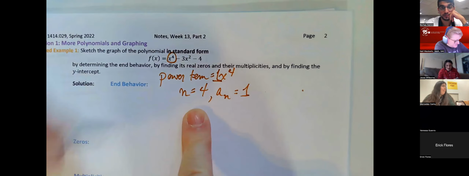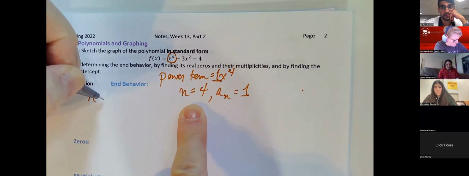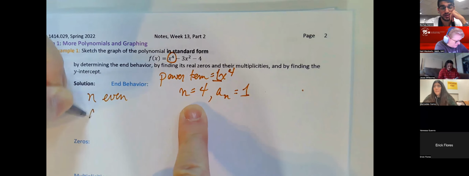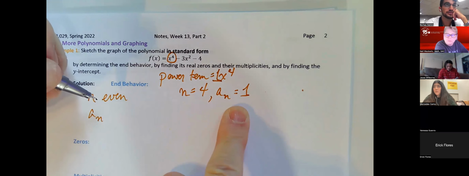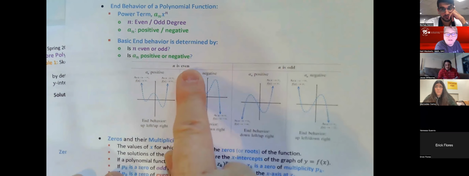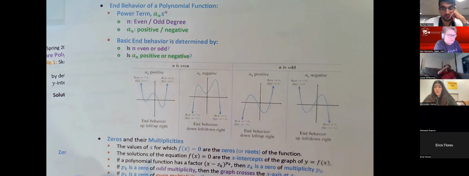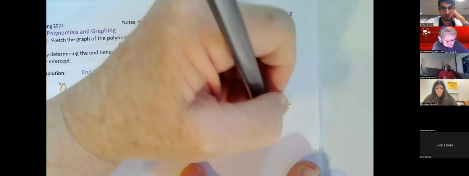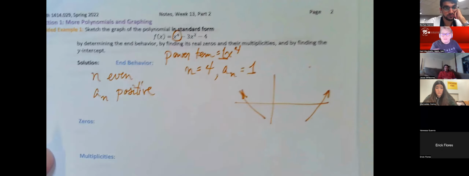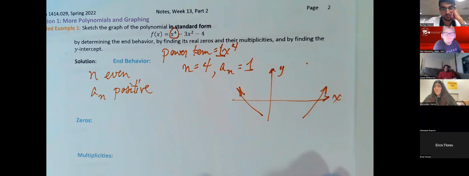All right, what do we care about with n? We care whether n is even. And what do we care about with a sub n? Positive. So I'm going to get my chart out. Here's n even, a sub n positive. The graph is going to go up to the left and up to the right. That's the end behavior. At the ends, the graph will go up to the left and up to the right.